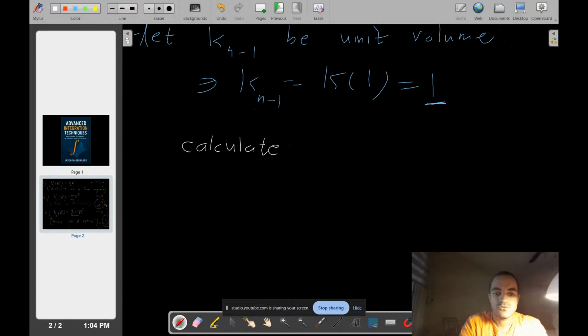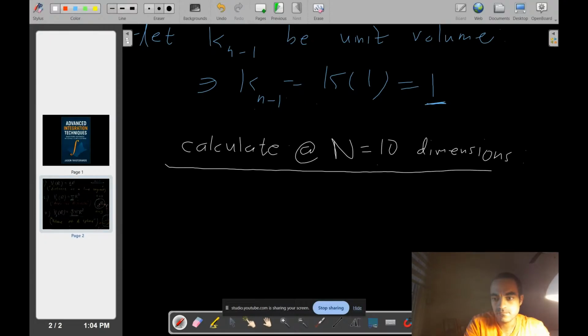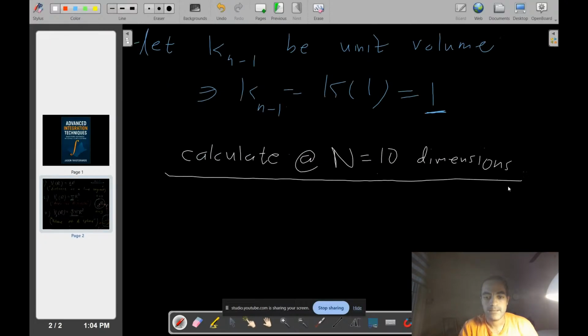Calculating. So we're going to calculate the volume of n-dimensional hyperspace. We're at n equals 10 dimensions. Okay, so we're going to calculate at n equals 10 dimensions here. Now we're going to need to think about this at n equals 10.